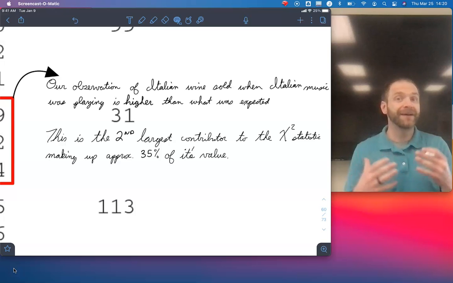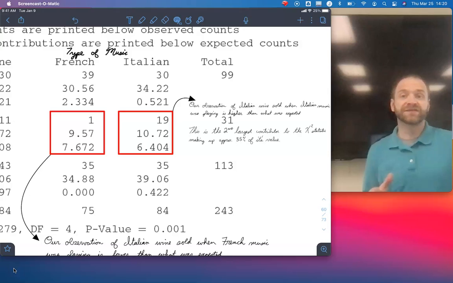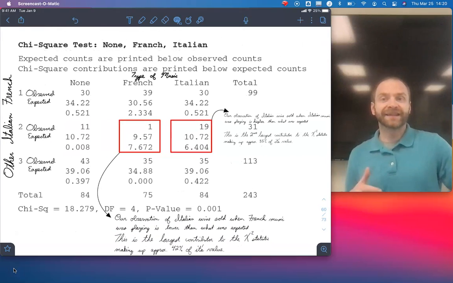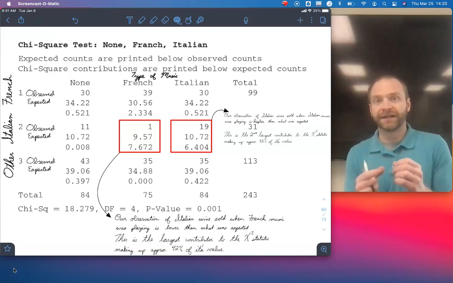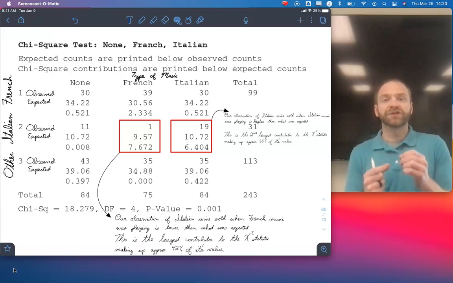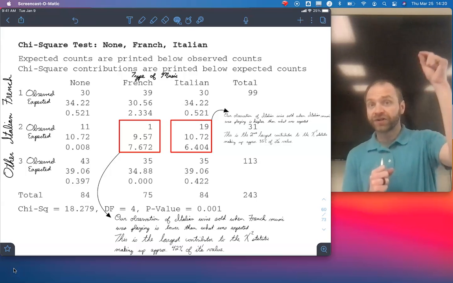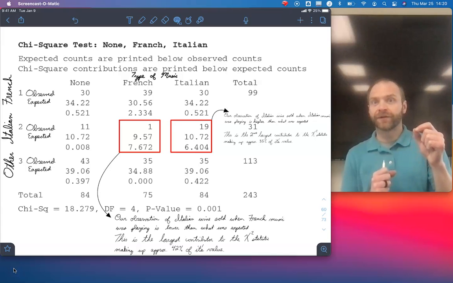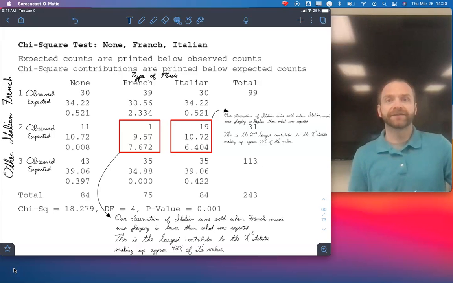It makes up 35% of its value. So these two areas contribute the most to that chi-squared statistic. And that's kind of what the follow-up analysis allows us to do, to go deeper into the components and figure out which ones had the greatest impact and why. Is what we observed larger than what we expected, or is what we observed smaller than what we expected? And that's what you need to go through and describe when you're doing a follow-up analysis.